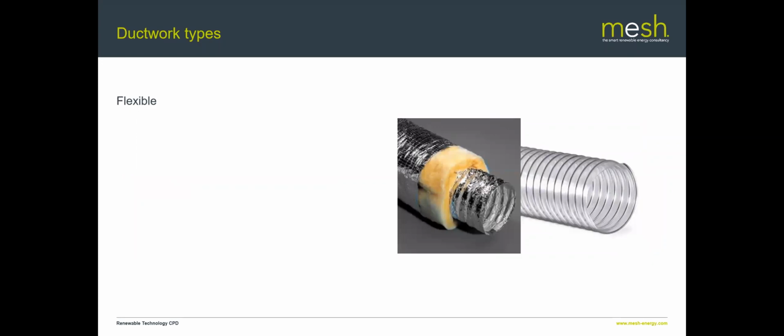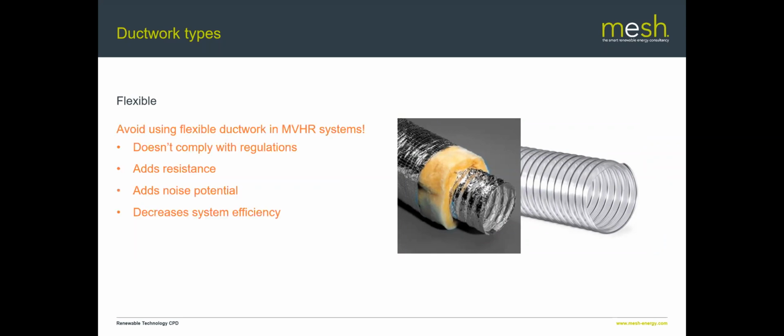The last type of ductwork, which I'm not going to cover in any great detail, is flexible ductwork. And the reason I'm not going to cover it is that it really should be avoided in MVHR systems. Flexible ductwork is very prone to being crushed. It decreases the system efficiency. It doesn't actually comply with Part F regulations, which state a maximum length of flexible ductwork in the MVHR system, which I can't remember what the dimension is, but it's not very long. It adds resistance, and because it adds resistance, it adds to noise potential as well. So please avoid using flexible ductwork in MVHR.